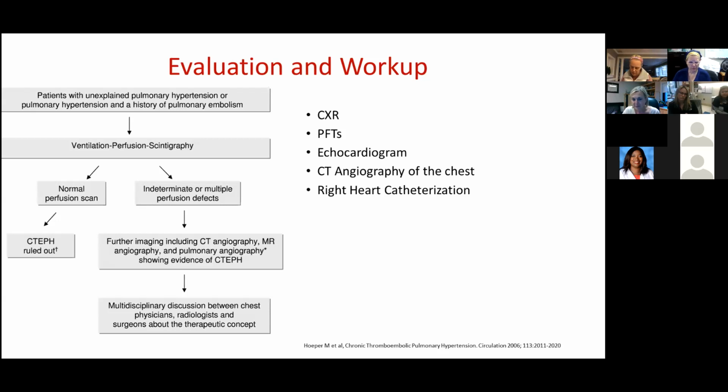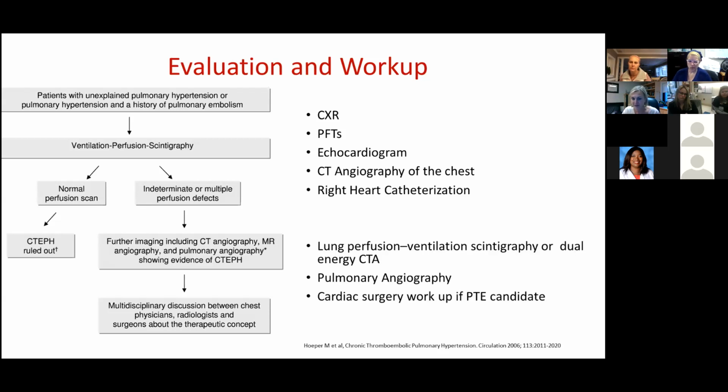So a CTEPH patient usually gets a number of tests. They have a chest X-ray sometime along the line because they've had shortness of breath. They often get pulmonary function tests. At some point, someone orders an echocardiogram, and that echocardiogram is usually abnormal. And then someone orders a CT angiogram, and that may or may not show something because, again, CT angiogram is good for acute PEs, acute and central PEs, but not distal PEs. And then eventually that leads to right heart catheterization.